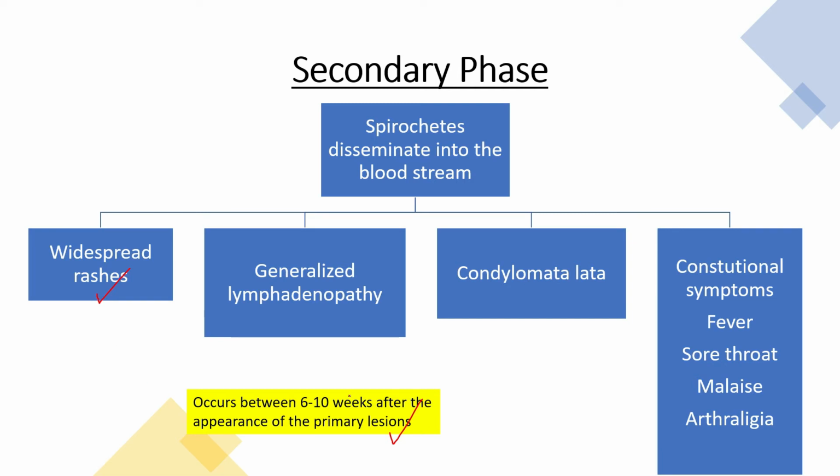You will have generalized lymphadenopathy because the bacteria will move into the lymph nodes in your whole body. We have condylomata. These are basically warts in the moist areas of your body, so that would be your perianal region and your mucous membranes. And also you will have your constitutional symptoms due to sepsis. Your constitutional symptoms include fever, sore throat, malaise, and arthralgia.